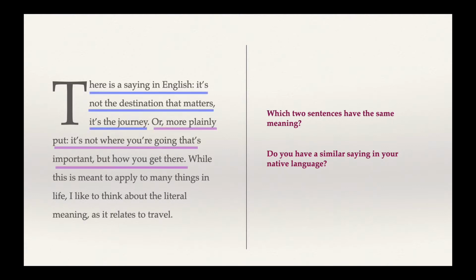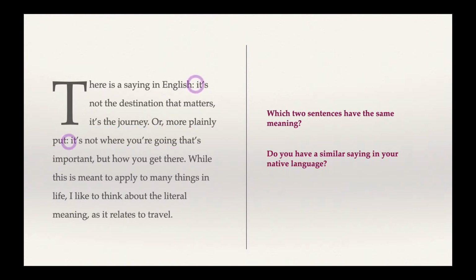It's the first and second sentences. You can tell it's these first two sentences because they have similar structures. There's a colon before the main sentence. So in this first sentence, it says, it's not the destination that matters, it's the journey. And in the second sentence, it's not where you're going that's important, but how you get there. More plainly put means in other words. So this is telling us if you don't understand this first sentence, you can look at the second sentence to help you understand the first sentence.